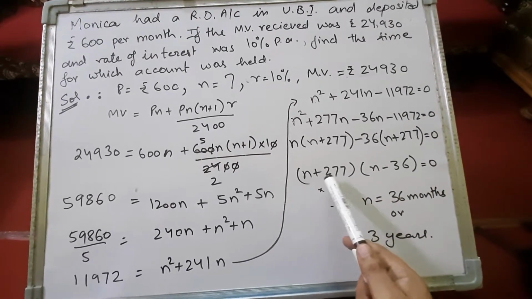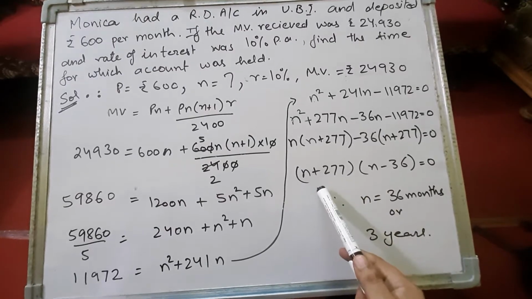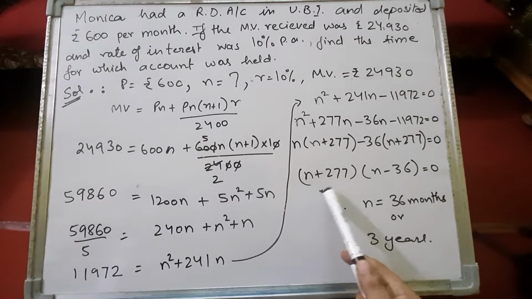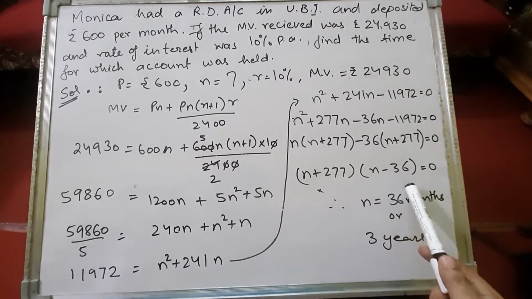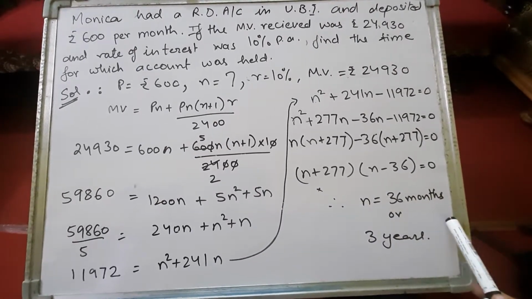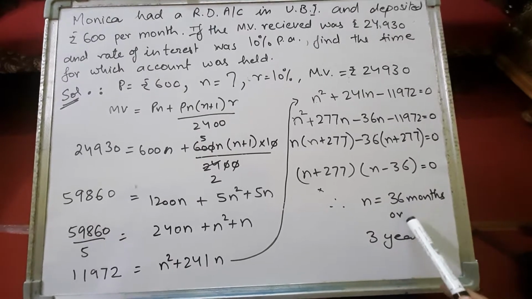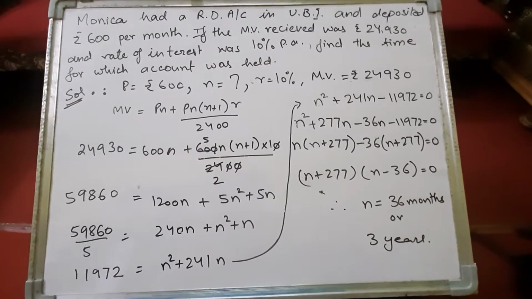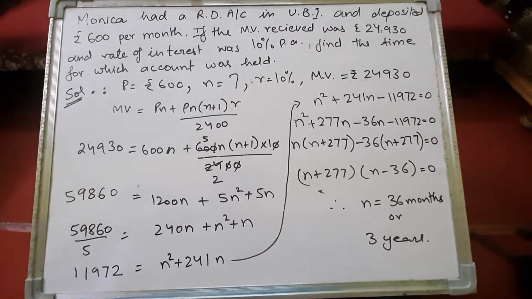If we take n plus 277 equals 0, then we'll get a negative value of n, and time cannot be negative. Right. So when n minus 36 equals 0, the value of n will be 36 months. Convert into years, it will be 3 years. Right, children? Understood, all of you? Note down, please.